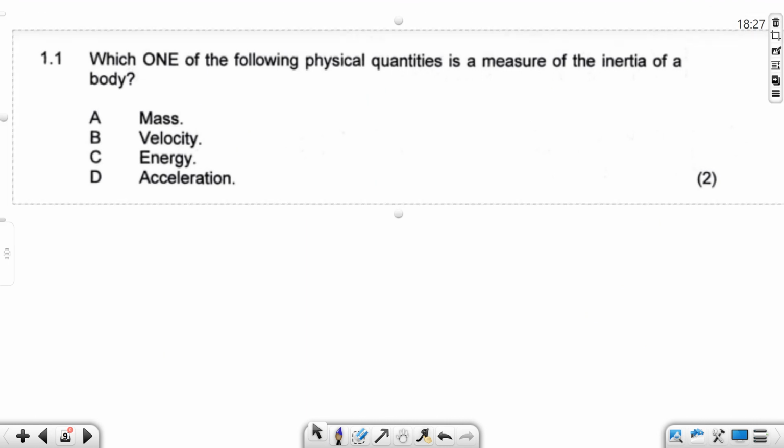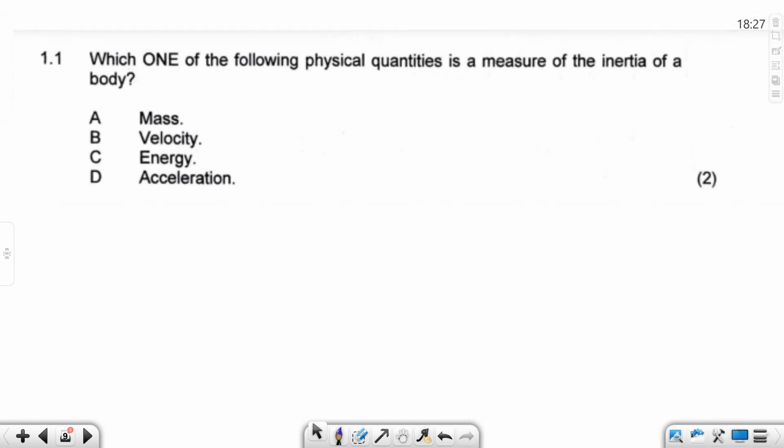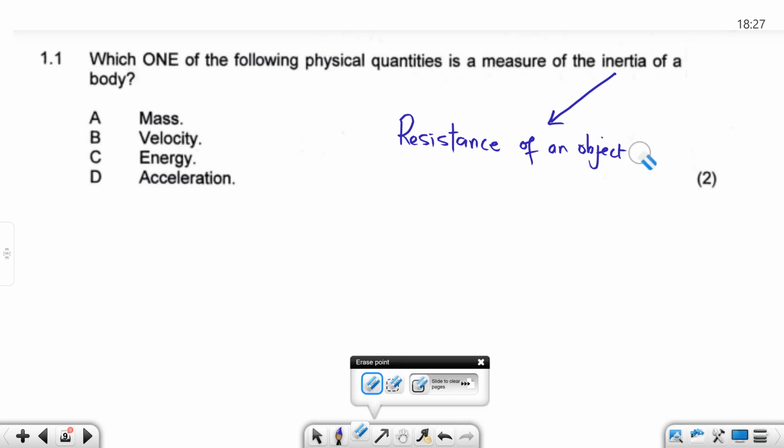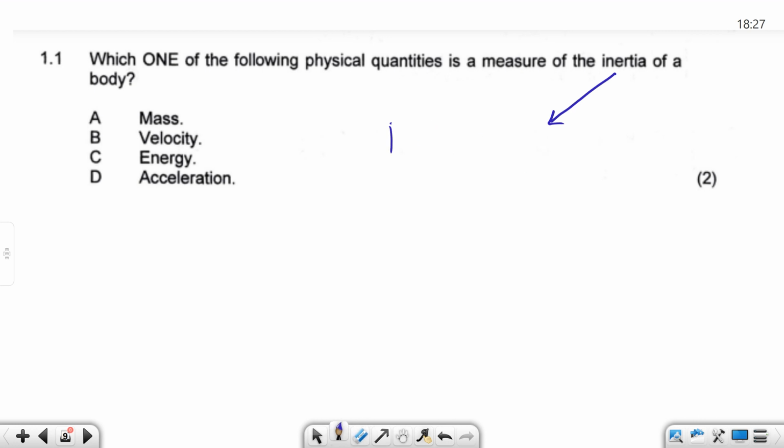Which one of the following physical quantities is a measure of the inertia of a body? It's 2 marks. You should know your answer by now. Inertia is the resistance of an object to change position. Just going to define that. The property of an object to resist change. Let me just make it nicely. Property to resist what? Change. Property to resist change.